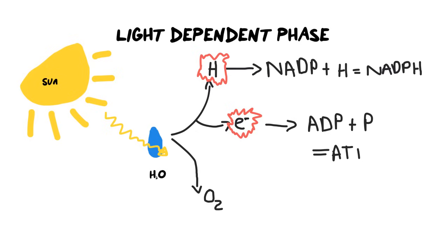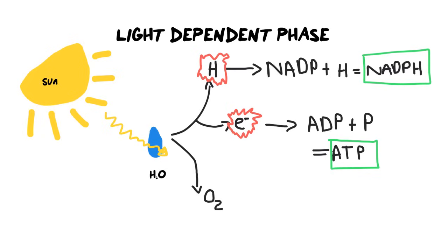So now what we have done is we have created two products at the end of this phase. We have created NADPH, which is our hydrogen acceptor and carrier. So it's carrying our hydrogen because we need that hydrogen to make glucose. And we have made a molecule of ATP, which is our energy carrier. In other words, it's got lots of energy stored inside of it. And we're going to use that to also make our glucose.